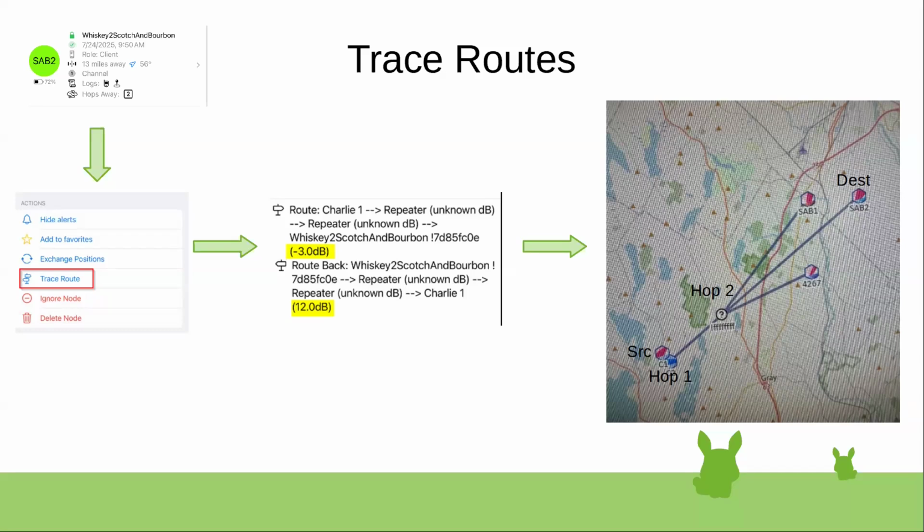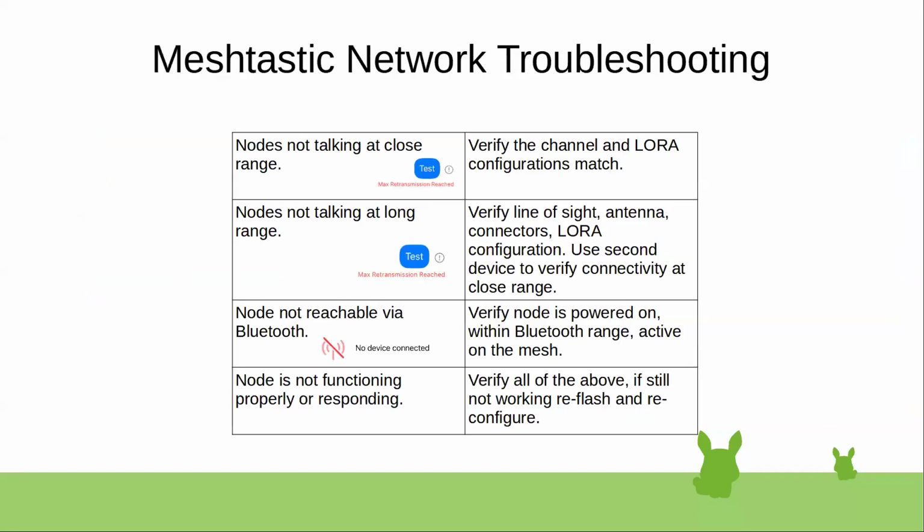The source was in my home, hop 1 was on my roof, hop 2 was the repeater, and the destination was hop 3. But of course, it's 2 hops because the source and the destination don't count on your hop count. This is more troubleshooting, like from your device, your client.